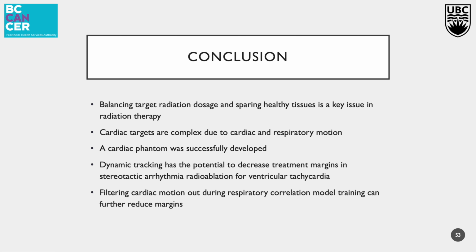In conclusion, striking a balance between delivering the necessary radiation dosage to a radiation target and sparing surrounding healthy tissues is a very key issue in radiation therapy. And targets affected by respiratory motion require motion management methods to minimize irradiation of healthy tissues. Cardiac targets are associated with the additional complication of cardiac motion. We found that the usage of dynamic tracking as a motion management method in stereotactic arrhythmia radioablation for ventricular tachycardia has the potential to decrease treatment margins, sparing healthy tissues from unnecessary radiation exposure. And we found that filtering cardiac motion out during respiratory correlation model training can further reduce 95% internal target volume margins.